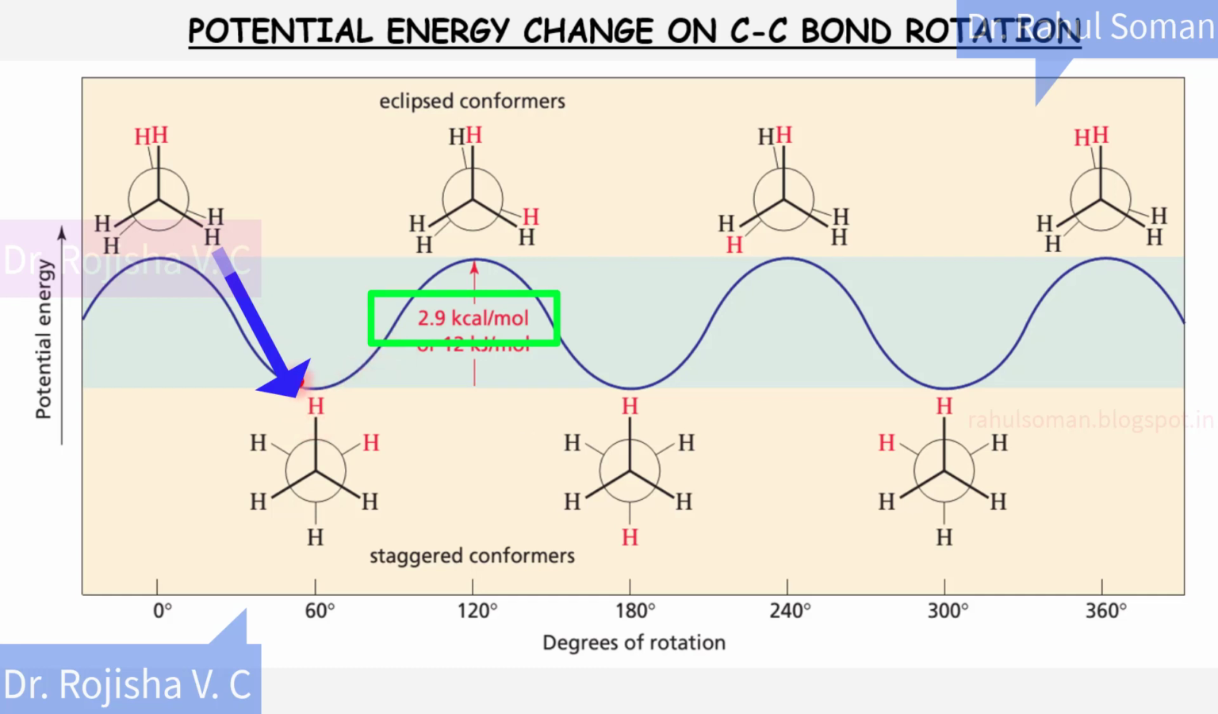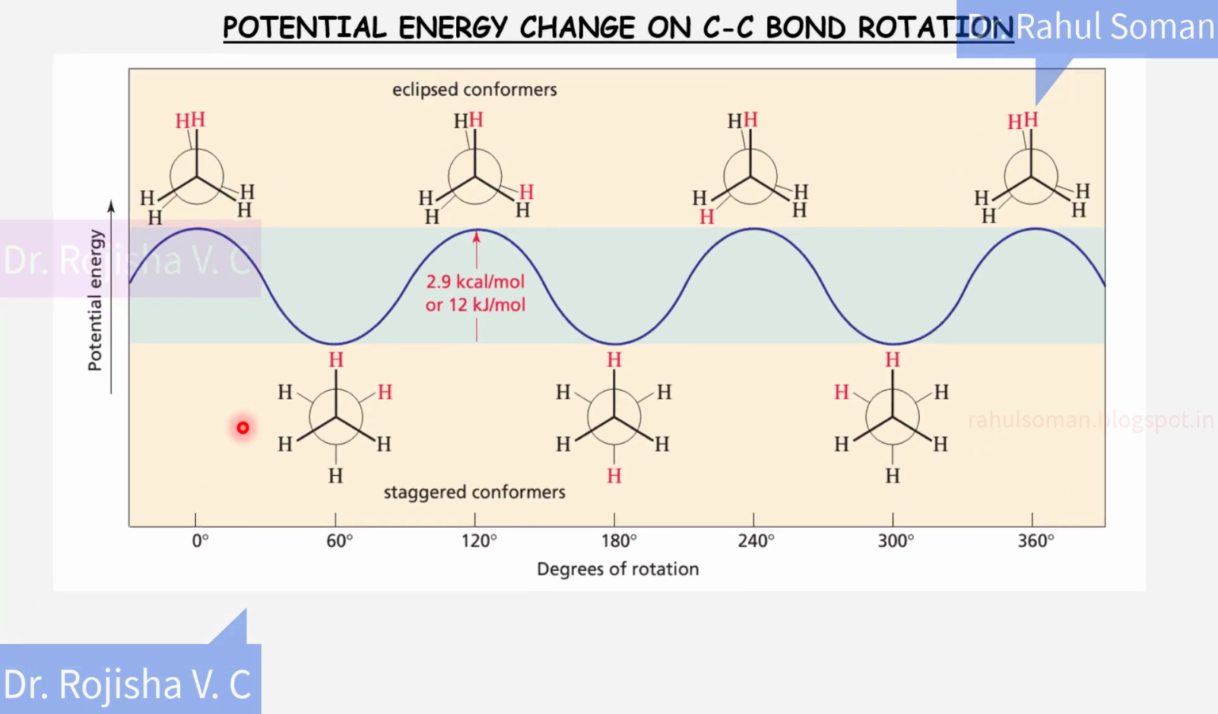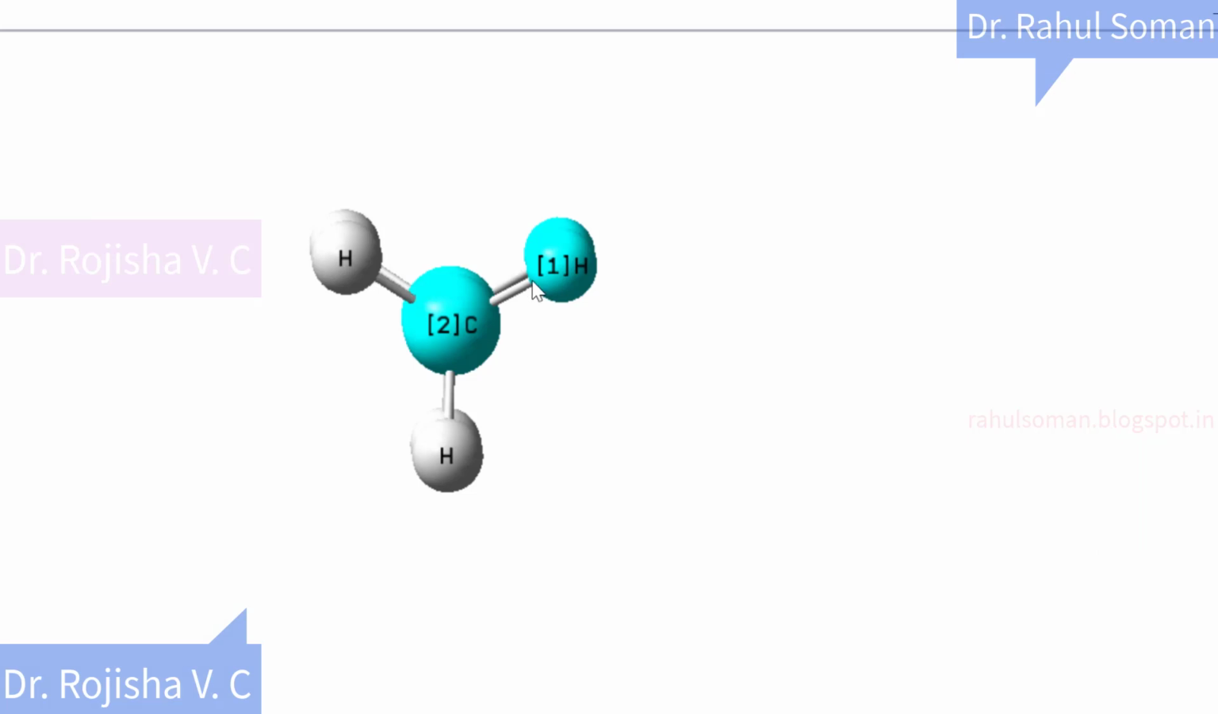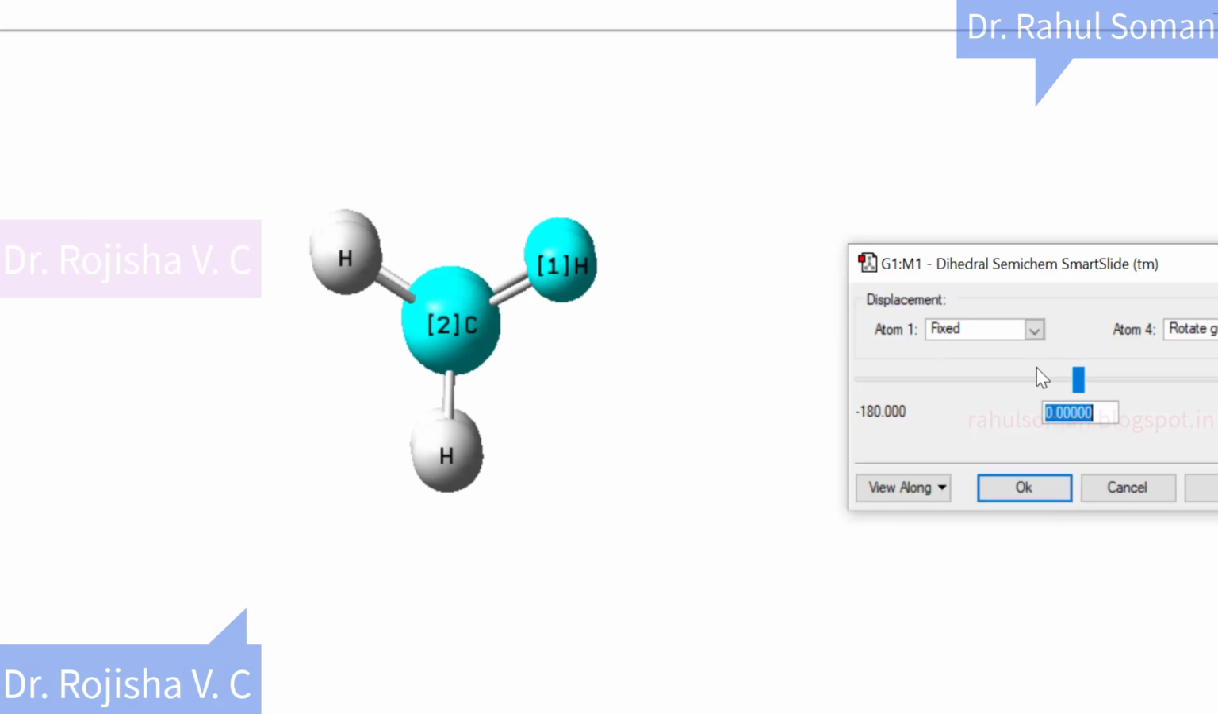We can just show the three-dimensional view. Actually this is a very simple thing. We have a graph here with degree of rotation on the x-axis and potential energy on the y-axis. This is our eclipsed conformation, where these two hydrogens, the red hydrogens, are exactly 0 degrees to each other. So the dihedral angle is 0.